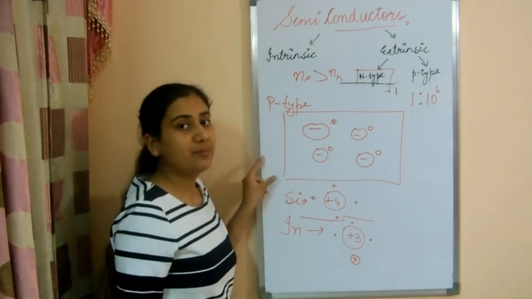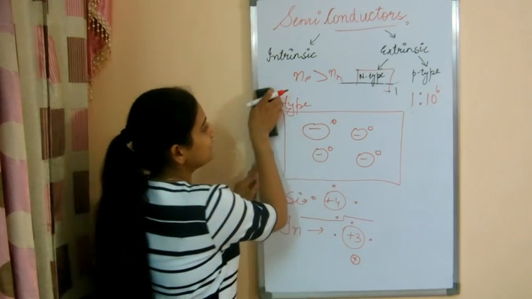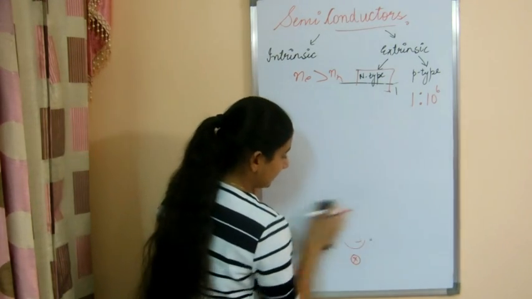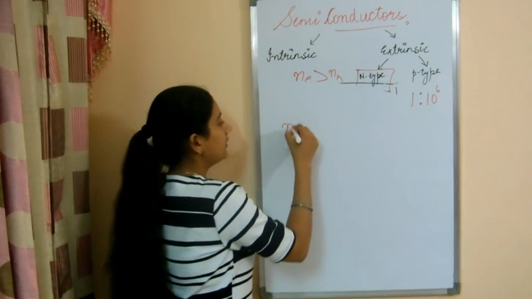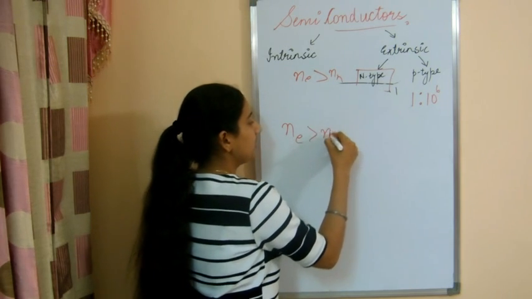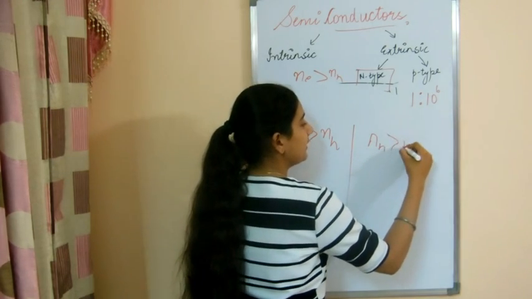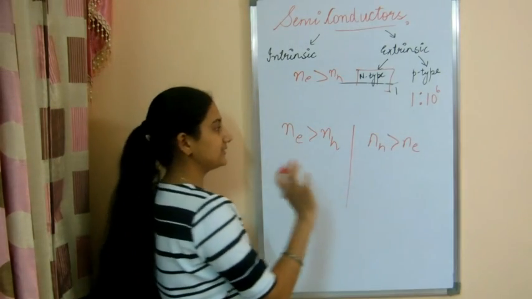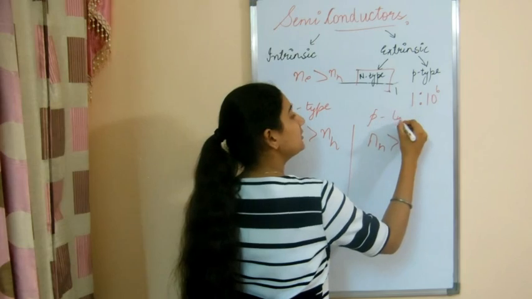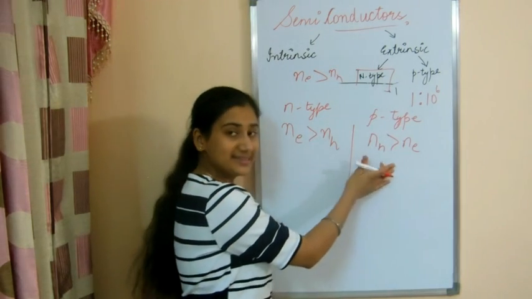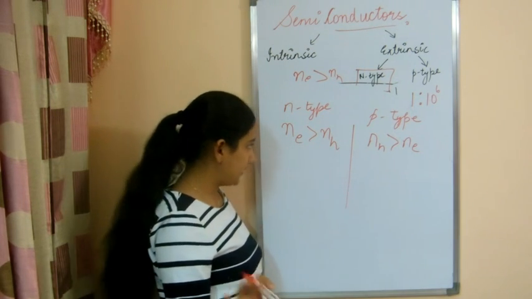This representation is very important for the p-n junction, which we will discuss in a later video. So these are the p-type and n-type semiconductors, and we have shown that in n-type the number of electrons is greater than the number of holes, and in p-type the number of holes is greater than the number of electrons. So this is n-type and this is p-type, and both are electrically neutral because of the nucleus of the impurity added.